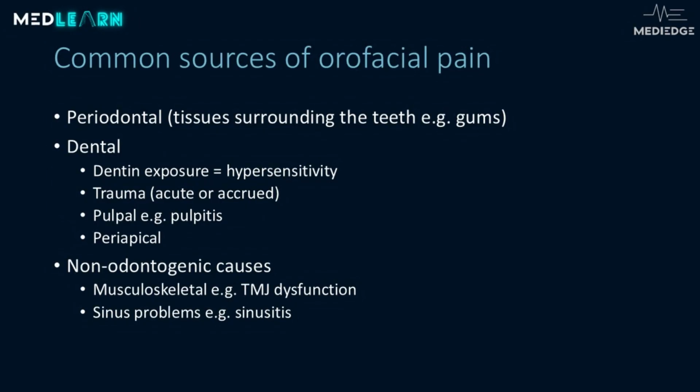To start off with, here's a simplified list of potential sources of orofacial pain. Number one on the list is periodontal, so anything that affects tissues around the teeth. It could be acute, it could be chronic. Sometimes it can be pericoronitis, where there's soft tissue inflammation around the impacted wisdom teeth, in which case good oral hygiene and chlorhexidine mouthwash for a short period of time can help, and referrals to be made for dental management.